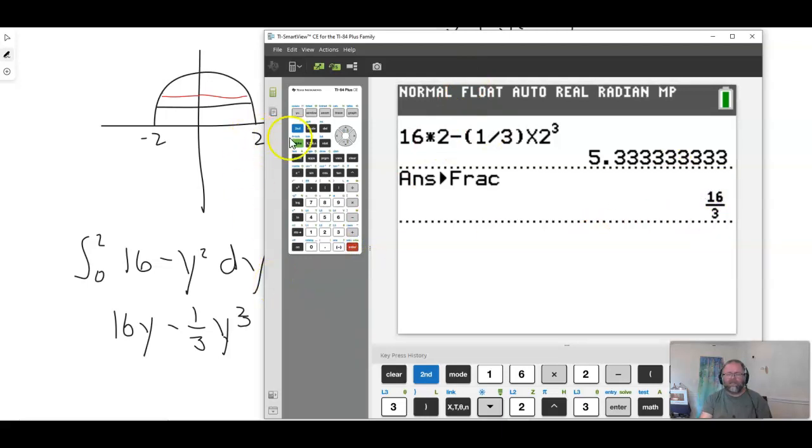So that is the volume of this object, as we have squares going parallel to the x-axis and going all the way from y is equal to 0 all the way up to y is equal to 2.